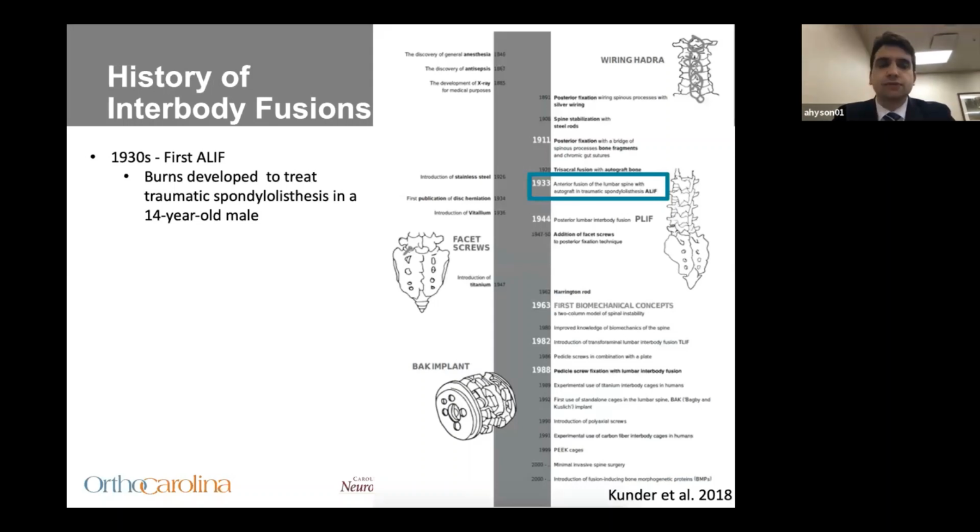Brief history of interbody fusions. The first interbody fusion was performed in the 1930s. It was an ALIF performed by Burns, where he developed a retroperitoneal corridor to the L5-S1 disc space to treat a 14-year-old male who had a traumatic spondylolisthesis. He used plaster casting to immobilize the spine and it was an overall successful procedure.